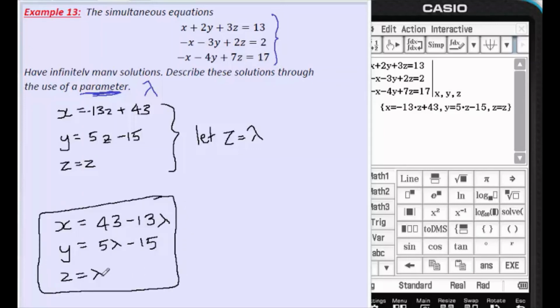What that means is every time lambda goes up by 1, my y value will go up by 5 and my x value will go down by 13. And that's how we're describing the solutions through using a parameter.